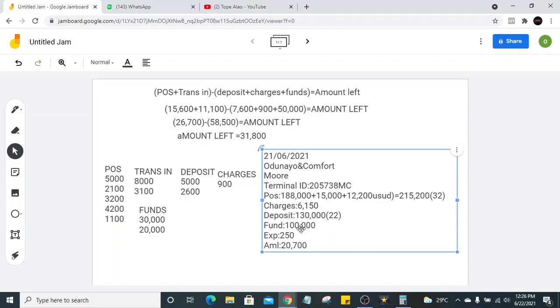Then funds. Funds is the total funds here, as I've said earlier, this place, total funds. Then amount left, this is the cash she has at the end of the day. So we'll see if this is the amount left, and if this is what she's supposed to remit.